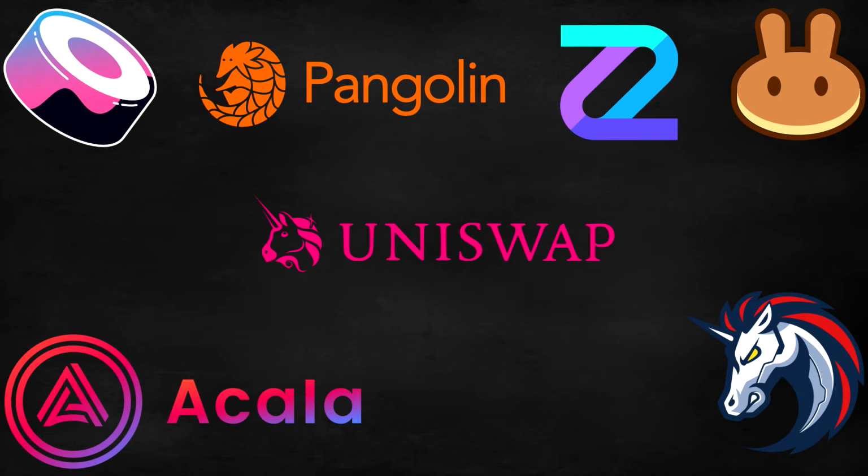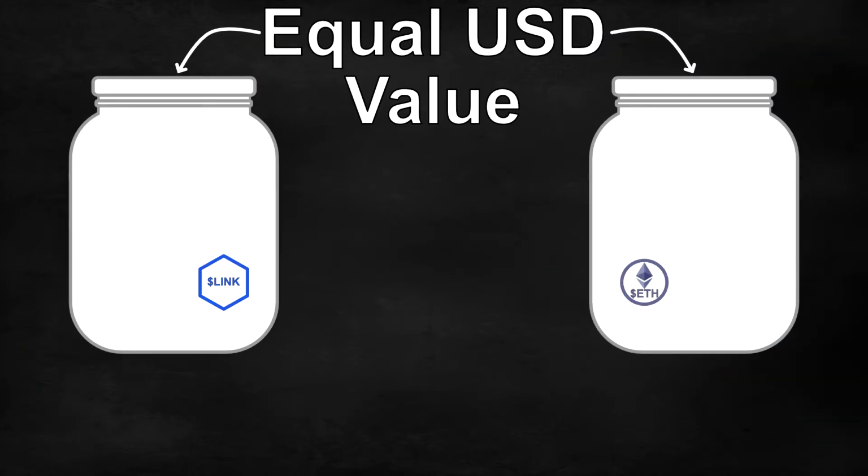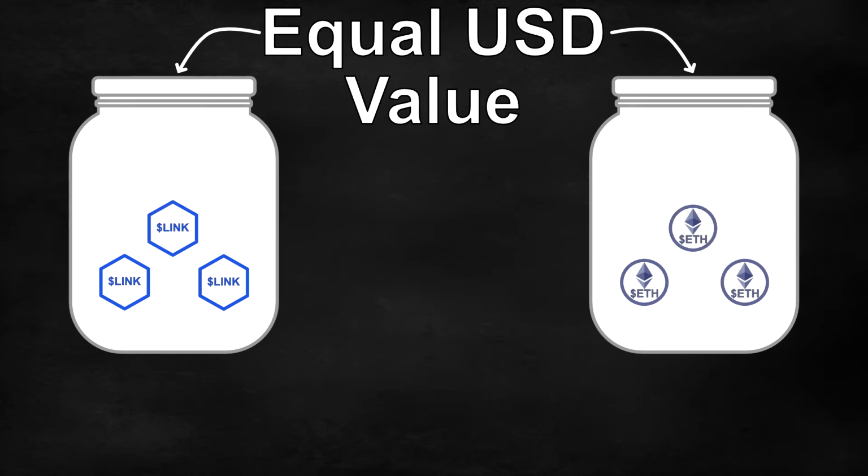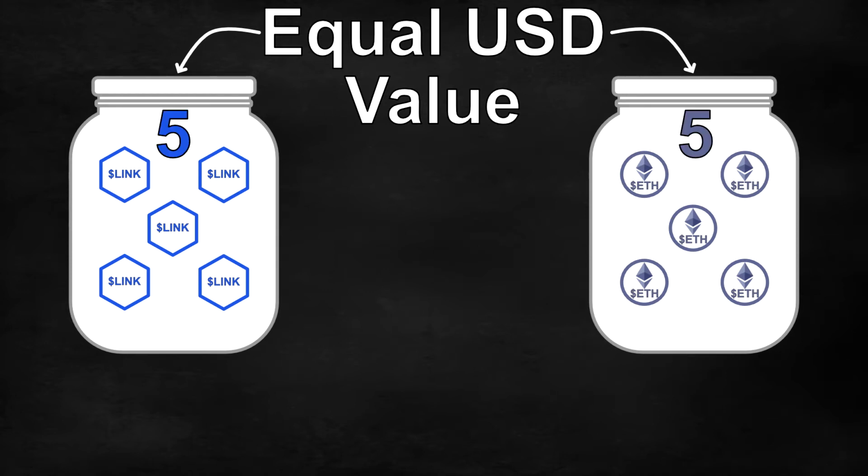So we need to pool each token that we are trading. When you are adding liquidity, adding tokens to the pool on a decentralized exchange platform, you should think of this as putting tokens into two jars. Every time that there is a trade on the platform between the two tokens, the users are taking tokens from one jar and putting tokens into the other.